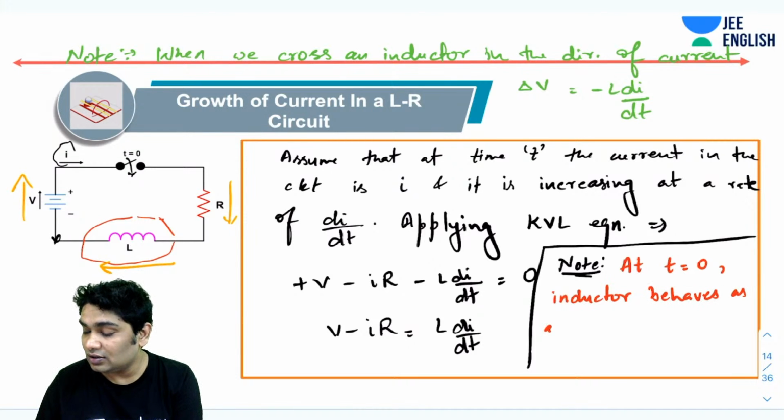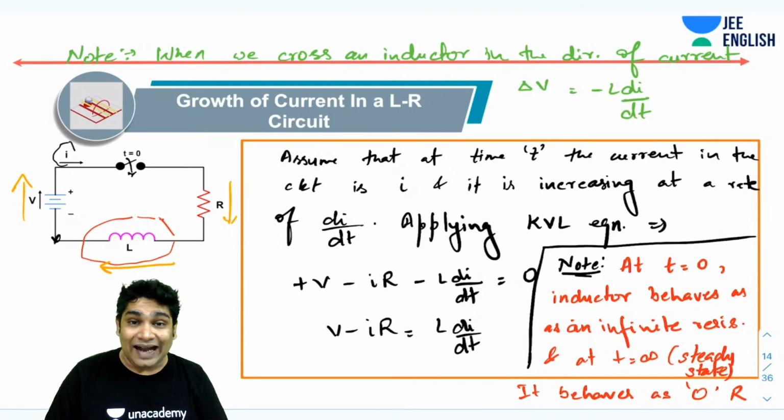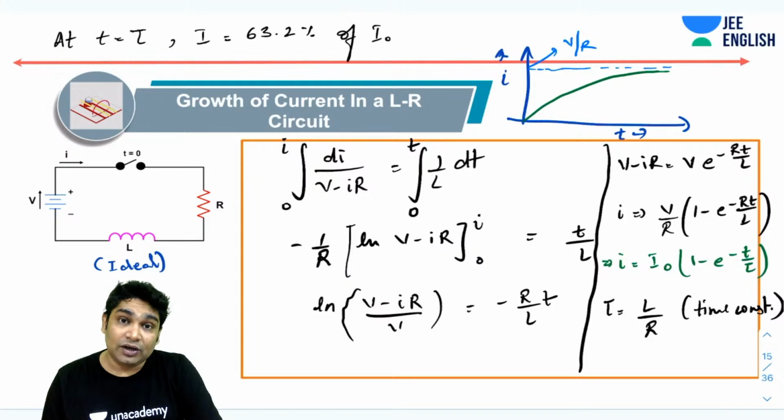behaves as an infinite resistance, and at t equals infinity, also called the steady state, it behaves as a resistanceless wire. Zero resistance. Okay, so that is something that you need to remember in analyzing your LR circuits.